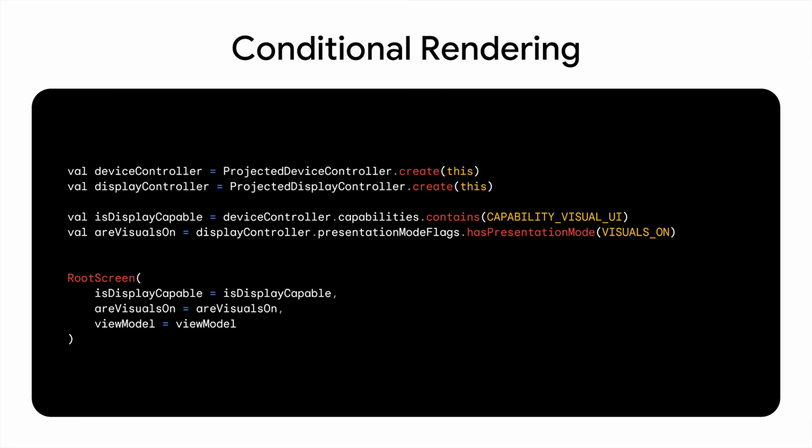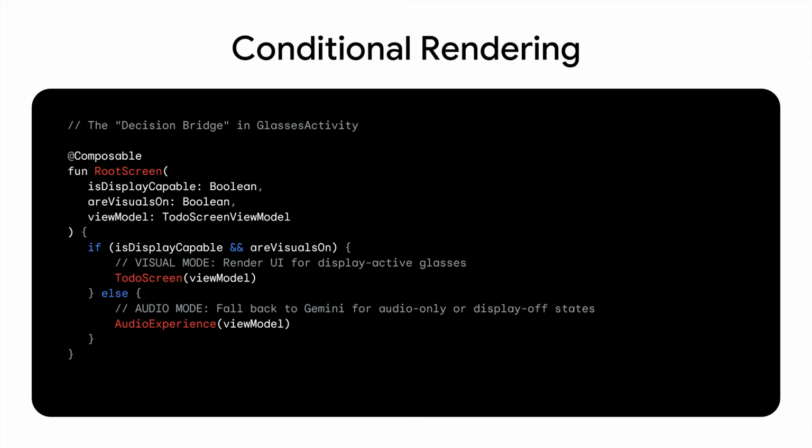We pass the display state into our root screen, and when that state changes to true, it triggers a recomposition. As you can see in the code here, we conditionally render the Jetpack Compose Glimmer UI or the audio experience based on the state of is display capable and are visuals on flags. If a display is not available, we will fall back to the audio first experience.